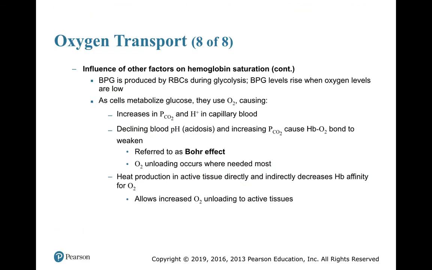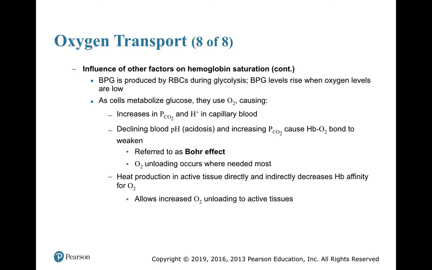BPG is produced by red blood cells during the process of glycolysis, and BPG levels are going to rise when oxygen levels are low. So as cells metabolize glucose, they're using O2, and that causes an increase in partial pressure of carbon dioxide and an increase in hydrogen ions, so a declining pH, and that will help weaken the bond between oxygen and hemoglobin. That is referred to as the Bohr effect. And that helps ensure that oxygen unloading occurs where it's needed the most.